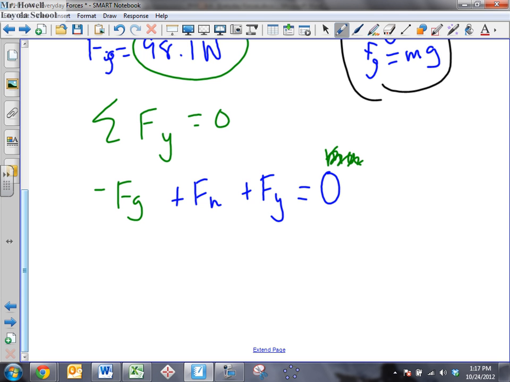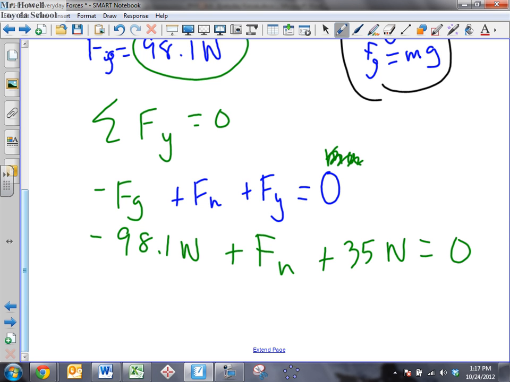The gravitational force acting down is negative 98.1 newtons. The normal force is what we're searching for. The force applied is 35 newtons, and that equals 0. Again, gravitational force is negative 98.1. That's the weight of the object acting down, thus the negative sign. The normal force pushes back up, but remember, the normal force doesn't need to do all the work anymore, because I'm also helping it by putting 35 upward.